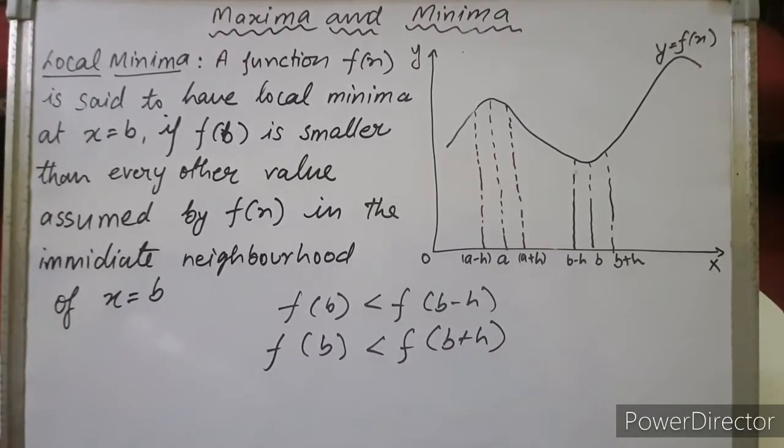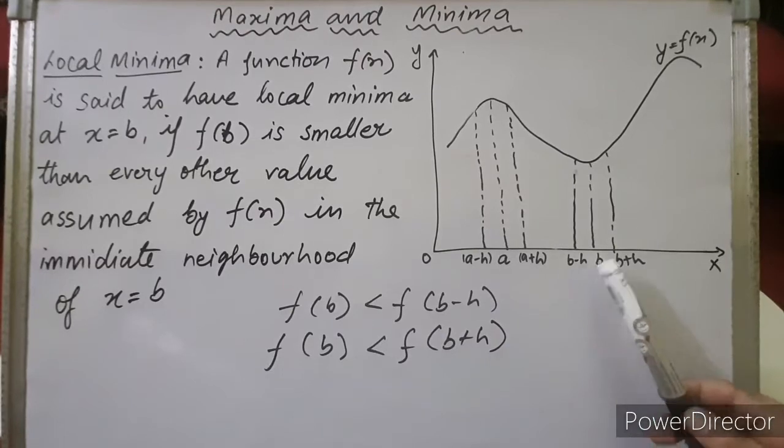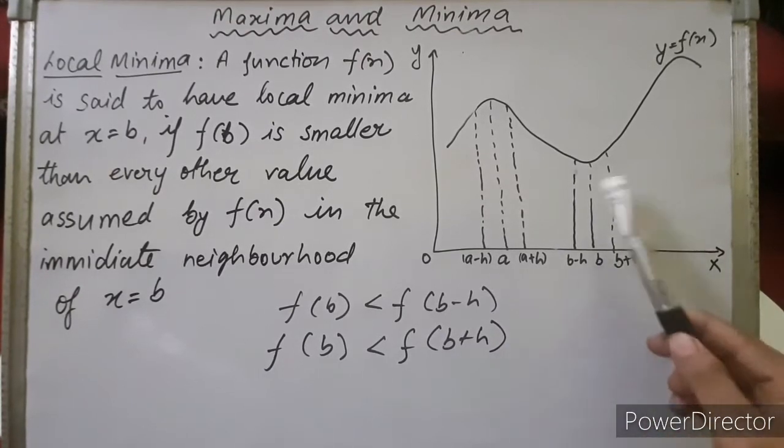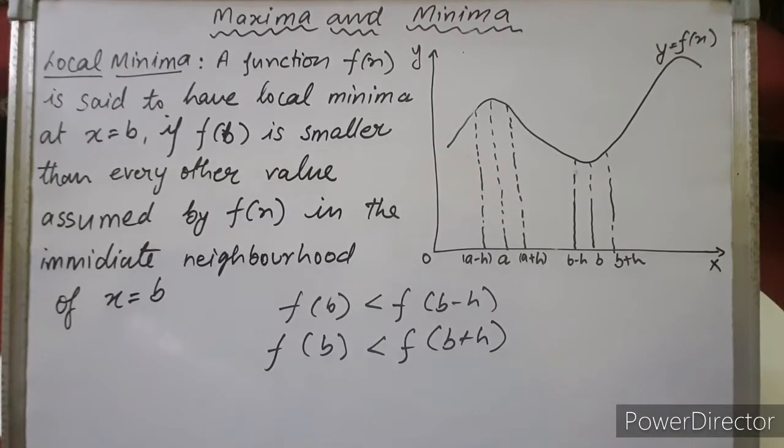Now local minima. What is local minima? You can see that in the interval a and b, the curve has minimum value at b. There is no other value which is smaller than b. So how are we going to define that? We say that a function f(x) is said to have local minima at x = b if f(b), that means the value of the function at b, is smaller than every other value assumed by f(x) in the immediate neighborhood of x = b.